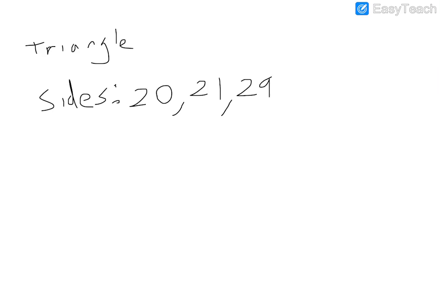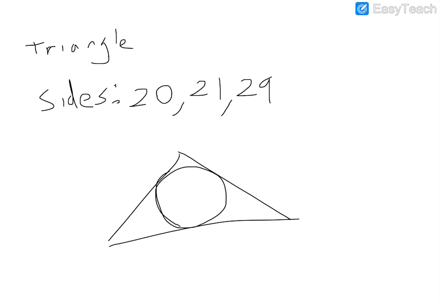Now, I'll just leave you with one question. There's a triangle with side lengths 20, 21, and 29. Let's just draw this. This is not to scale, by the way. And there's an inscribed circle inside this triangle. So the question is, find the area of the circle.